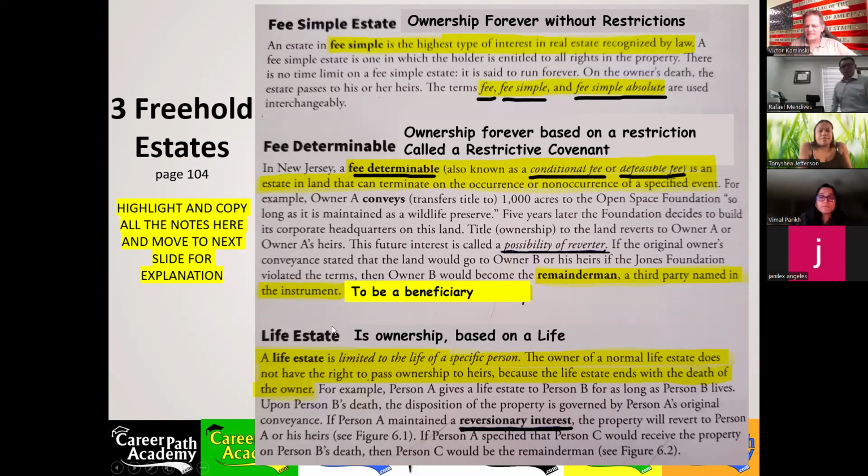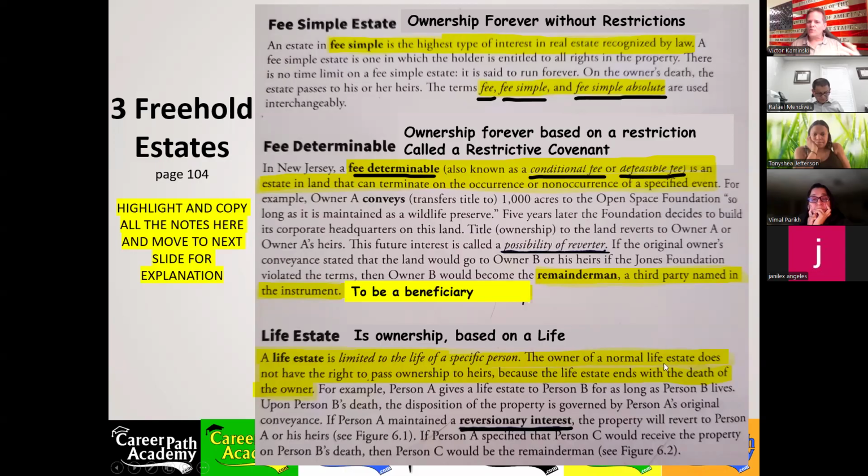Okay, and then we have a life estate. A life estate is ownership. You notice I didn't say ownership forever. A life estate is ownership of real estate, but it's based on a life. I'm just going to start off by saying that because there's a couple different types of life estates. So we're just going to start off by saying that a life estate is ownership based on a life.